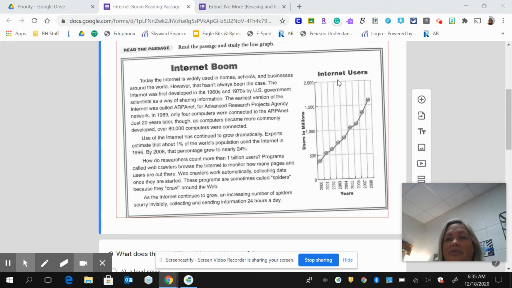Then you have this chart here. It's about the number of internet users. This y-axis is users in millions. This x-axis is years. So you can see how dramatically, as the text says, it increases.